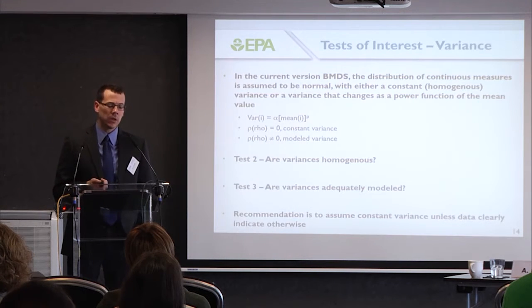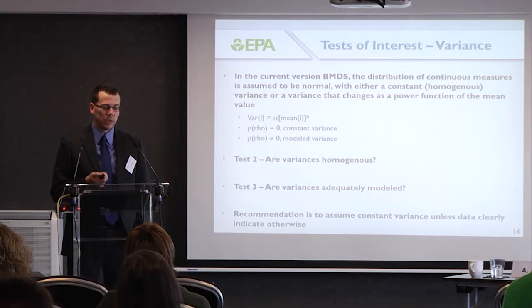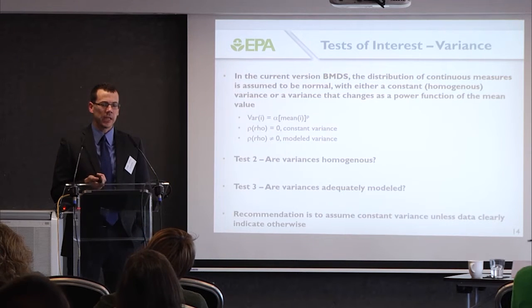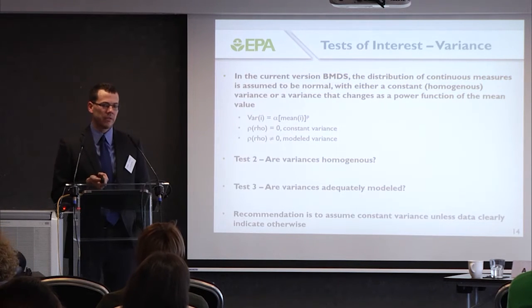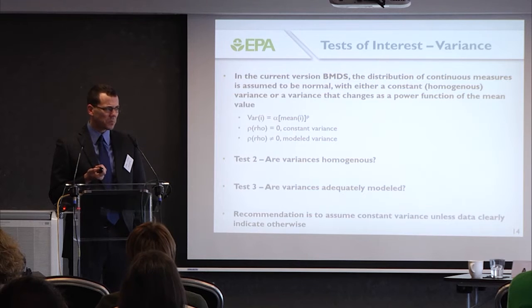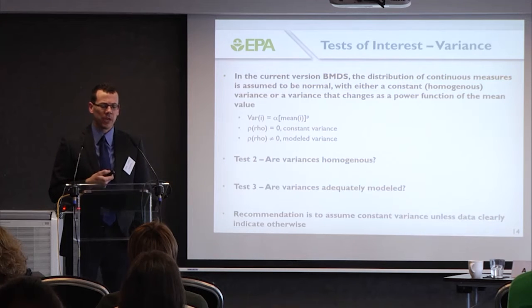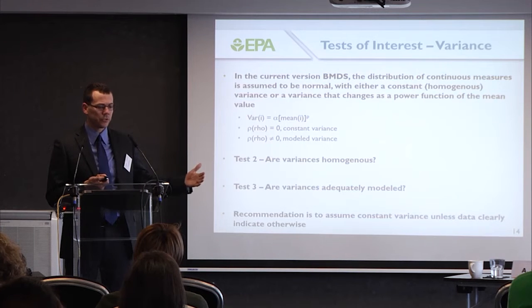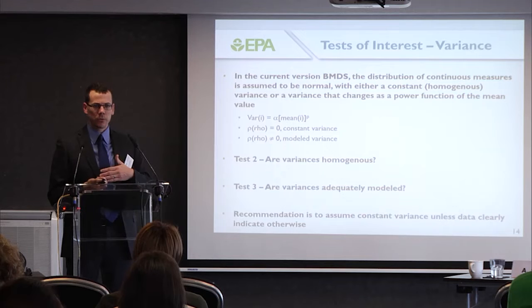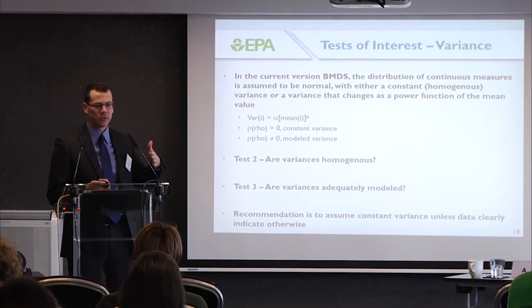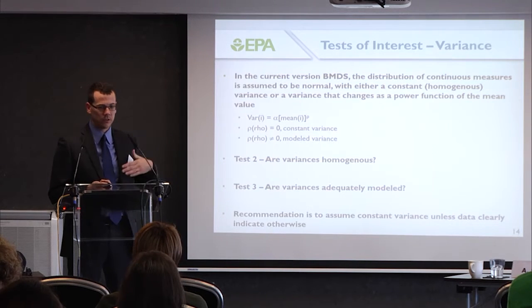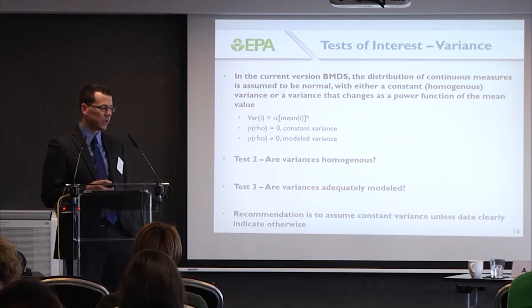Test 2 and test 3 deal with whether or not the variance in your data is constant or non-constant on the natural scale, and whether or not you modeled that variance correctly. EPA and EFSA differ in terms of the assumed distribution in continuous data. EPA assumes a normal distribution. EFSA assumes log normal distribution. And EFSA makes things a little bit easier because they assume log normal distribution and that the variance is constant on the log scale. And so that's just the assumption, and that's how the modeling is handled.